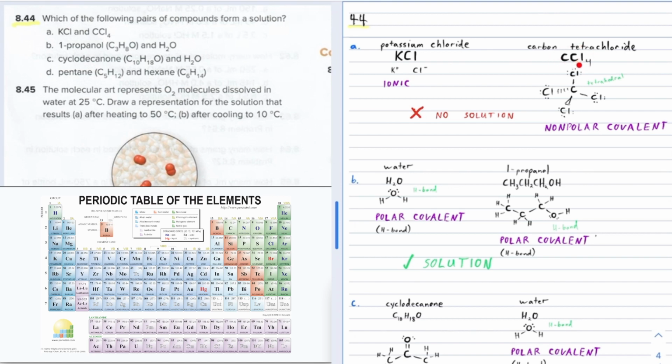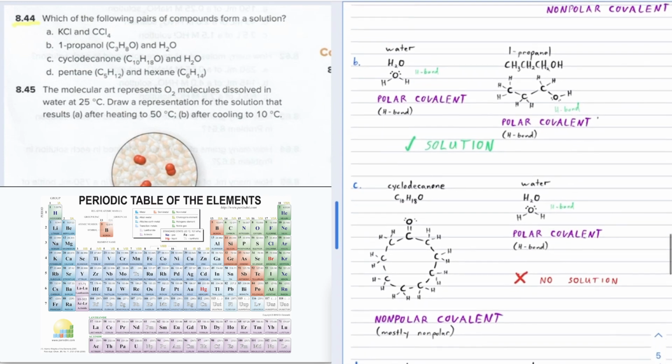Carbon tetrachloride, CCl4. Now, this is a tetrahedral structure. The carbon's tetrahedrally surrounded by the 4 chlorines. And this is a nonpolar covalent compound. So ionic compounds oftentimes will dissolve in water, which is a very polar liquid, but they will not dissolve in nonpolar liquids like carbon tetrachloride. So no solution.